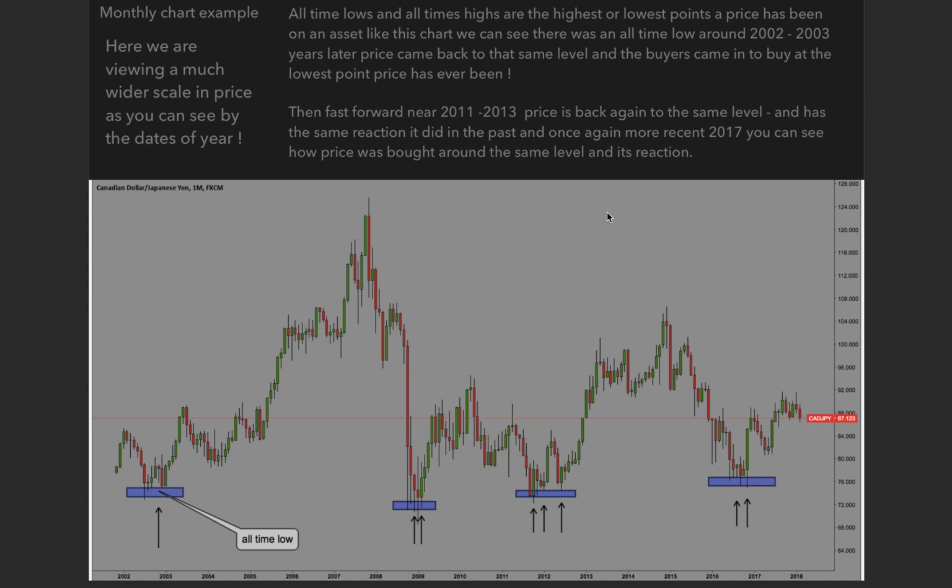So this is an example on a chart, and we're viewing a long period of time here. If you look down at the bottom left, you can see 2002 here. Look at the dates and look how far the dates go on this chart. You can see 2002, 2003, 2004, up to 2009. You can see here we're looking at a huge point on the chart. So all-time lows and all-time highs are the highest and lowest points a price has been on an asset like this chart. We can see in 2002, 2003, there was a low point here that the market formed.